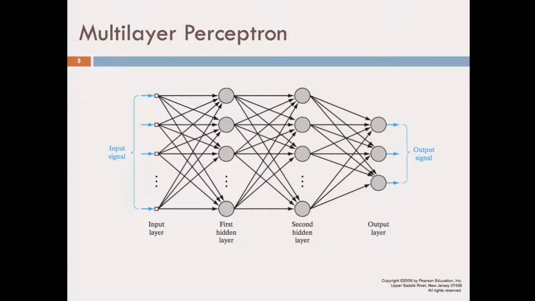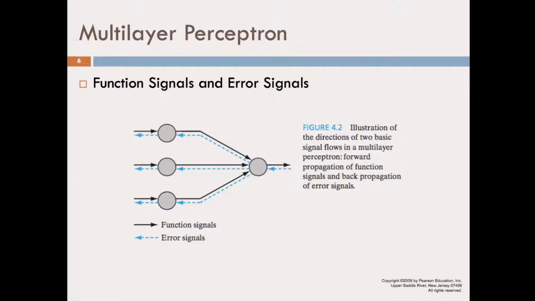So we are going to pass an input instance here, calculate the output, compute an error, because we have the desired output, and use this error to adjust all the weights. So we can say that we have function signals and error signals: signals that go forward and signals that go backwards.